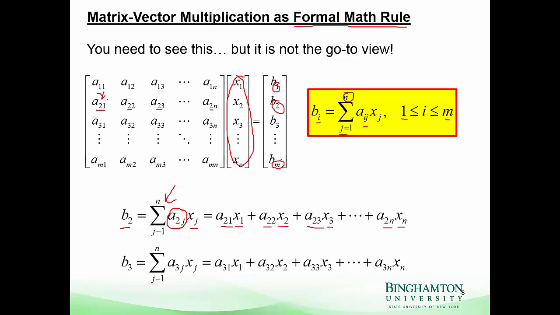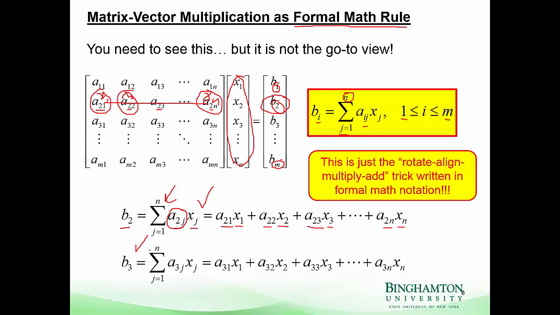We would have the x1 here, we'd have the x2 here, all the way out to the xn here, and then we would be forming those little products just like we did, and so on, all the way out to the end, adding all those up and writing it right here. Well, that's what this equation says to do, and here's the one for B3, and so on. So this is really just writing out in math notation this rotate, align, multiply, add trick. That's all there is to this, really.